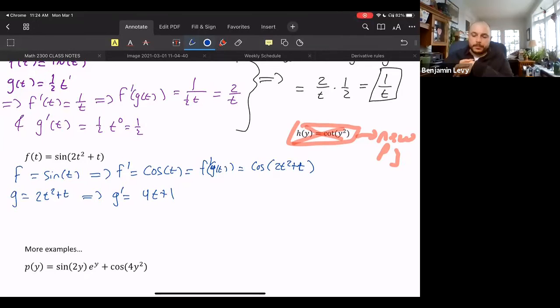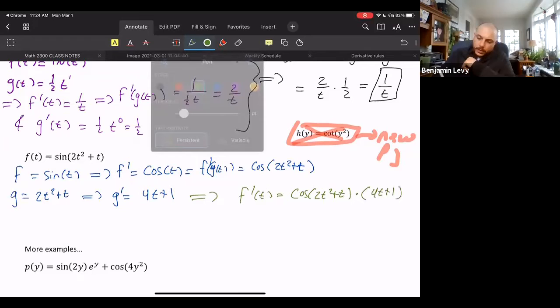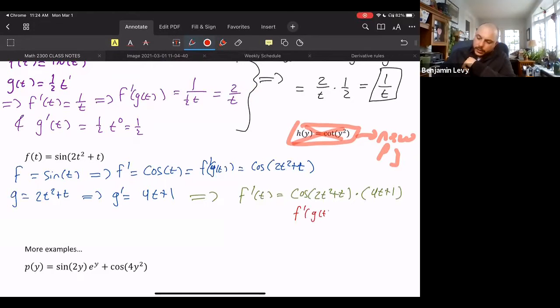And then we just put it together. Right? It's going to be the thing on the top multiplied by the thing on the bottom. So that's fine. Let's finish it. So based on this work, the derivative is going to be cosine of 2t squared plus t times 4t plus 1. All right, this is my f prime of g of t times g prime of t.